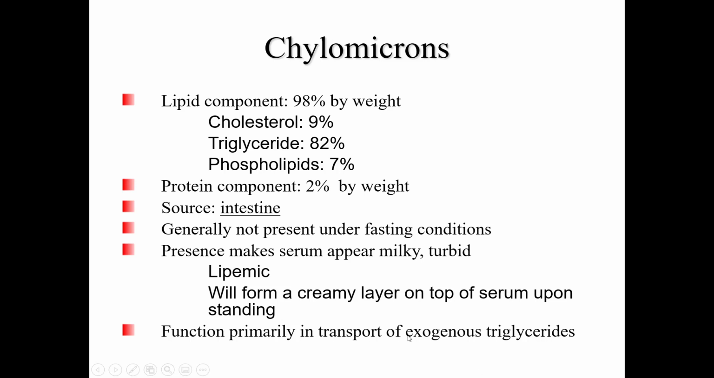So you should know what exogenous means. So exo means from outside. Genus is where it arises from. So exogenous triglycerides would come from the outside of the body. So we're talking about the digestive tract. These are going to be absorbed from the diet.